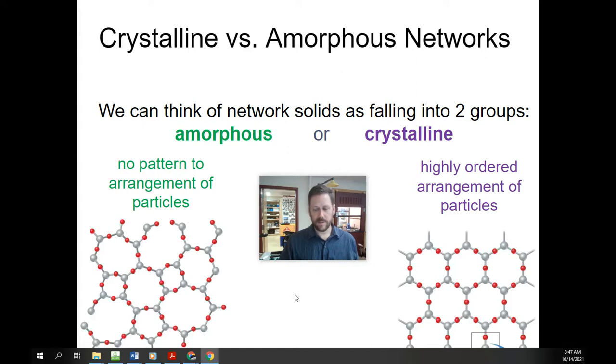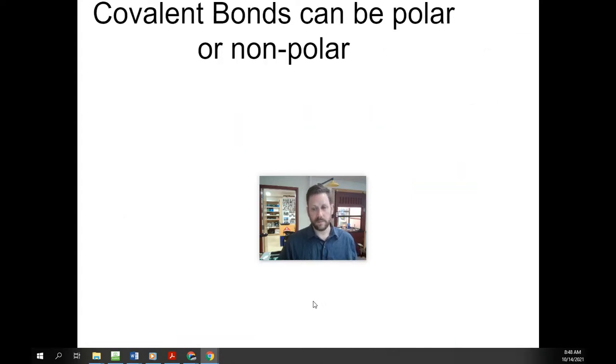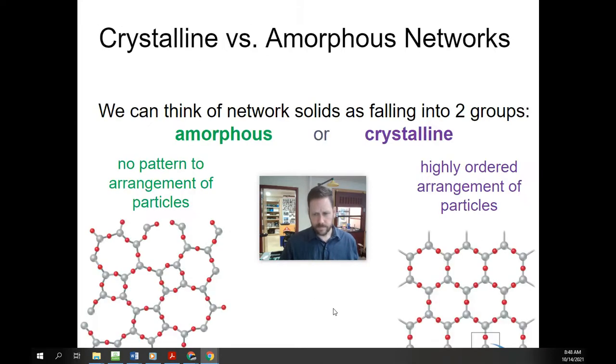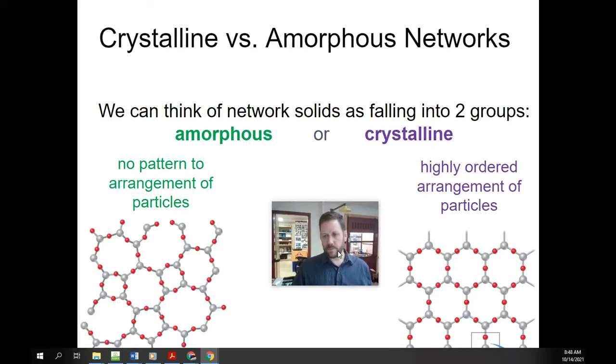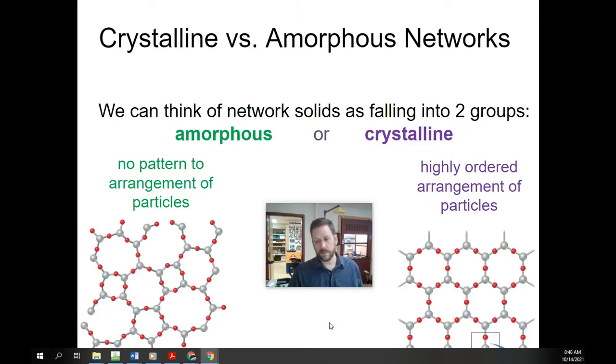But this is an example of a network covalent solid. It can either be amorphous or crystalline. And those are just some interesting facets of material science when we think about these different types of solids that can either be molecular or they can be network structures. So I'll pause here for a moment before going on to the next concepts, which are going to remind us about the difference between polar and nonpolar covalent bonds.